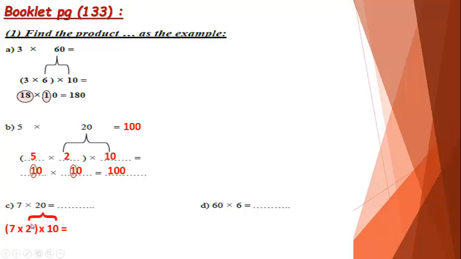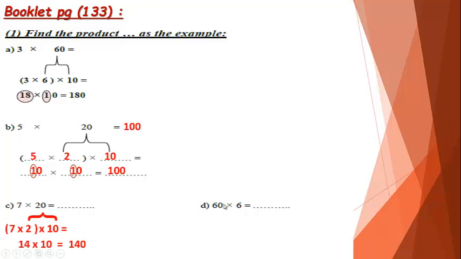7 times 2 equals what? Equals 14. So it will be 14 by 10. 14 by 10 equals 140. Just multiplying 14 by 1 equals 14. And how many zeros do we have here? Only 1 zero. So it will be 140.